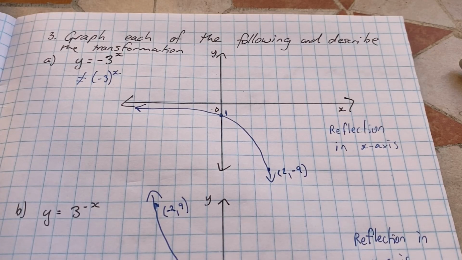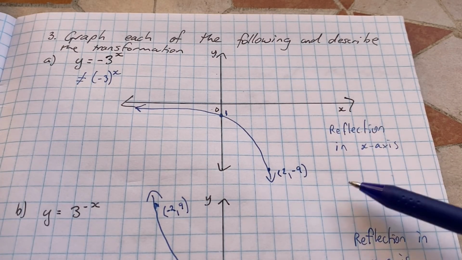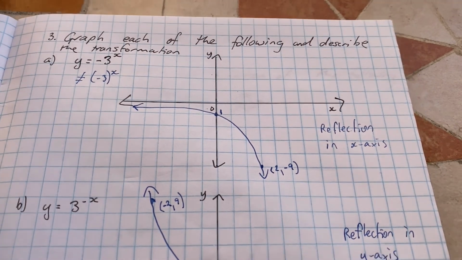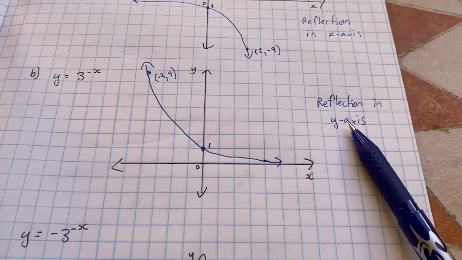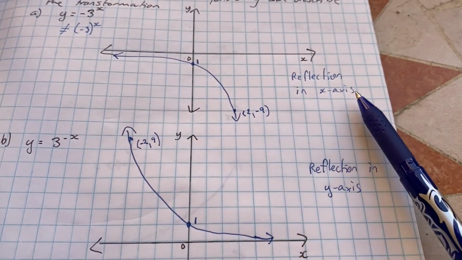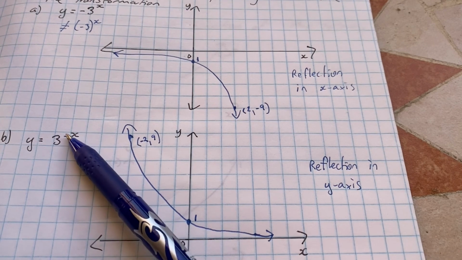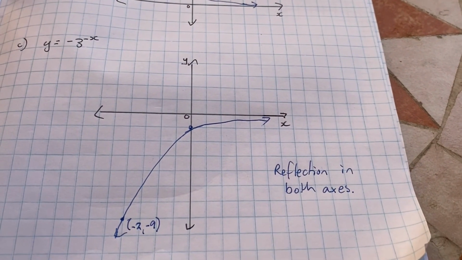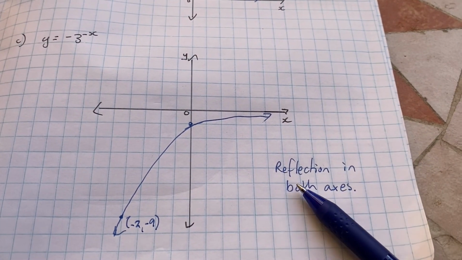Okay, just in terms of describing the transformations, this one is a reflection in the x-axis as mentioned. This one is a reflection in the y-axis. So a negative at the front reflects in the x-axis, a negative on the x reflects in the y-axis. And the last one was a reflection in both axes.